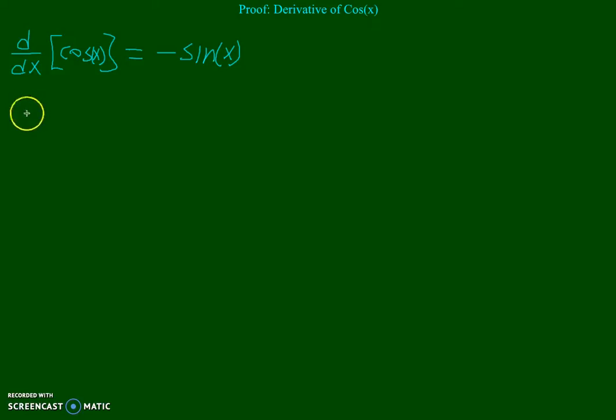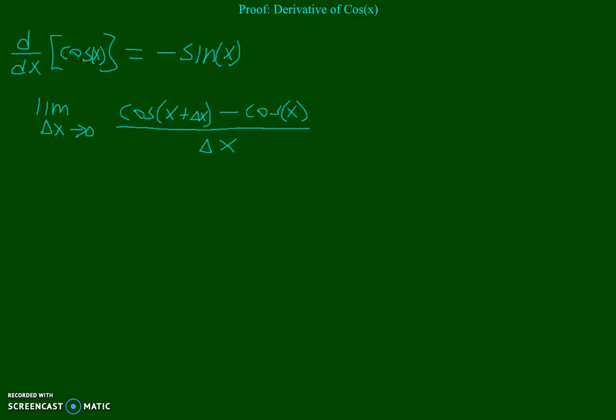a derivative for this one. So the limit as delta x approaches 0 of cosine of x plus delta x minus cosine of x all over delta x.